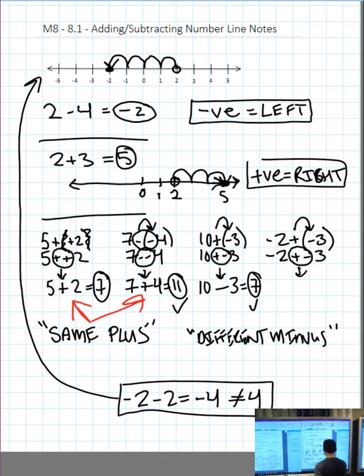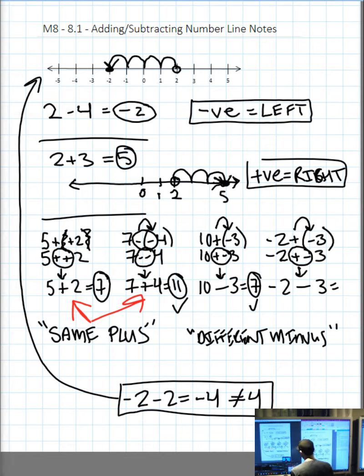Put an arrow below. Don't do that in the future. Plus and a minus make a minus. Now I'm going to carry everything else down. So the negative 2 in front I have not touched yet. Negative 2 minus 3. Now what does that equal? Well, negative 2 minus 3.